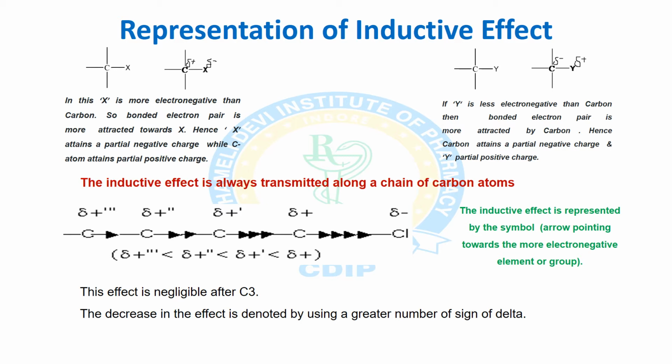As you move from one carbon to the next, the effect goes on decreasing, and after the C3 carbon atom the effect is negligible. This is known as inductive effect. It is represented by an arrow pointing towards the more electronegative element or group, and the decrease in the effect is denoted by using a greater number of delta signs, like delta plus, delta delta plus, and so on.